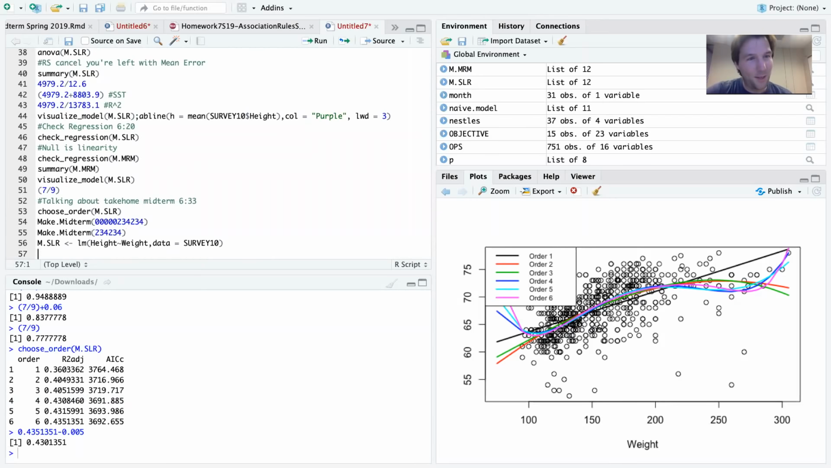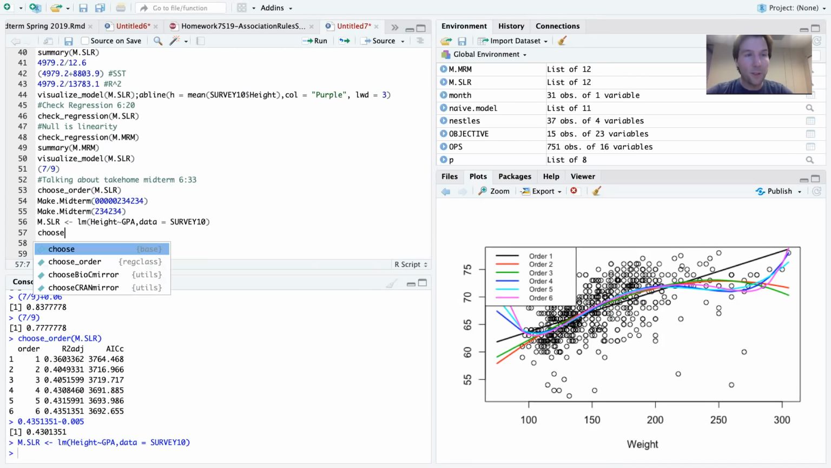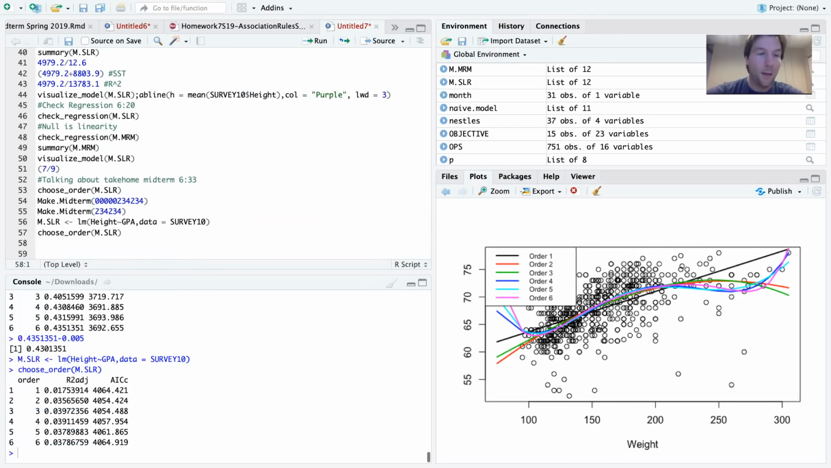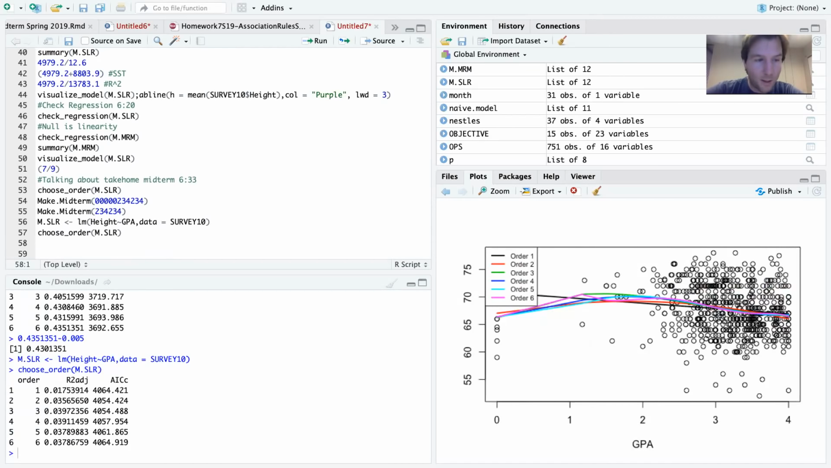Let's go grab another variable right here. Okay, so we're going to put in GPA here. We're going to explain height with GPA. I'm going to go to the choose order function, and let's repeat the process to make sure we understand how to do this. This one, if you look at the output, you can see it. If you look at the models too, you can see it.